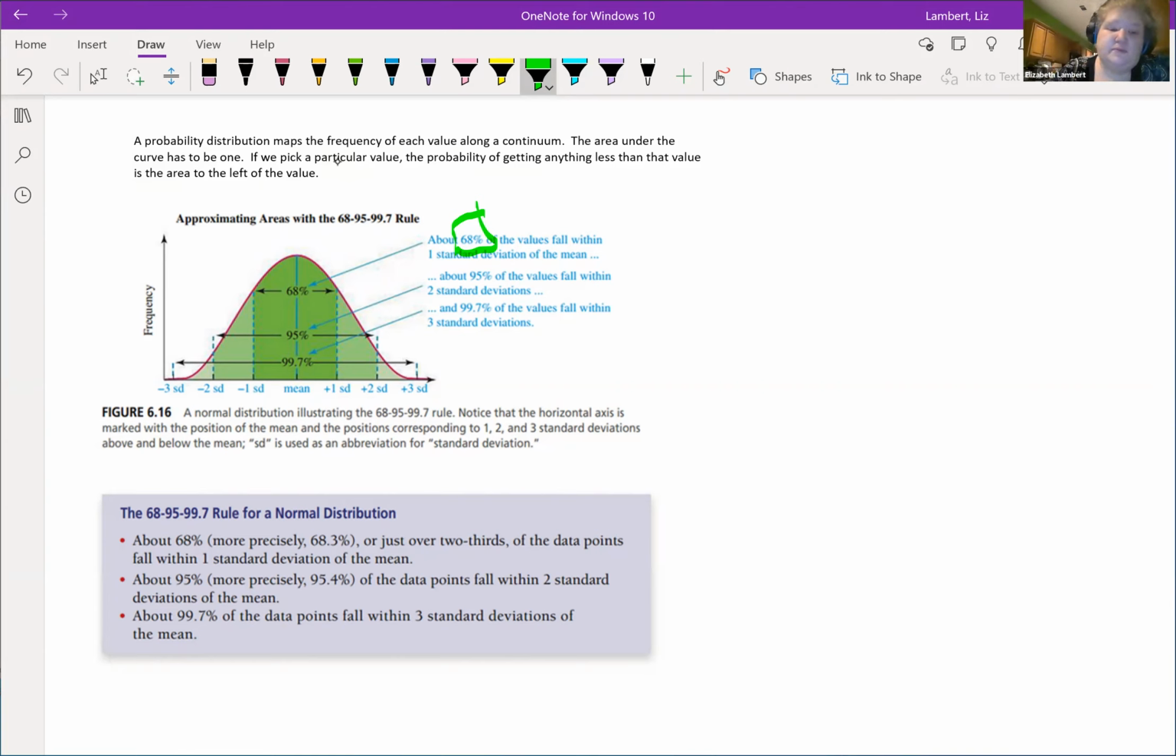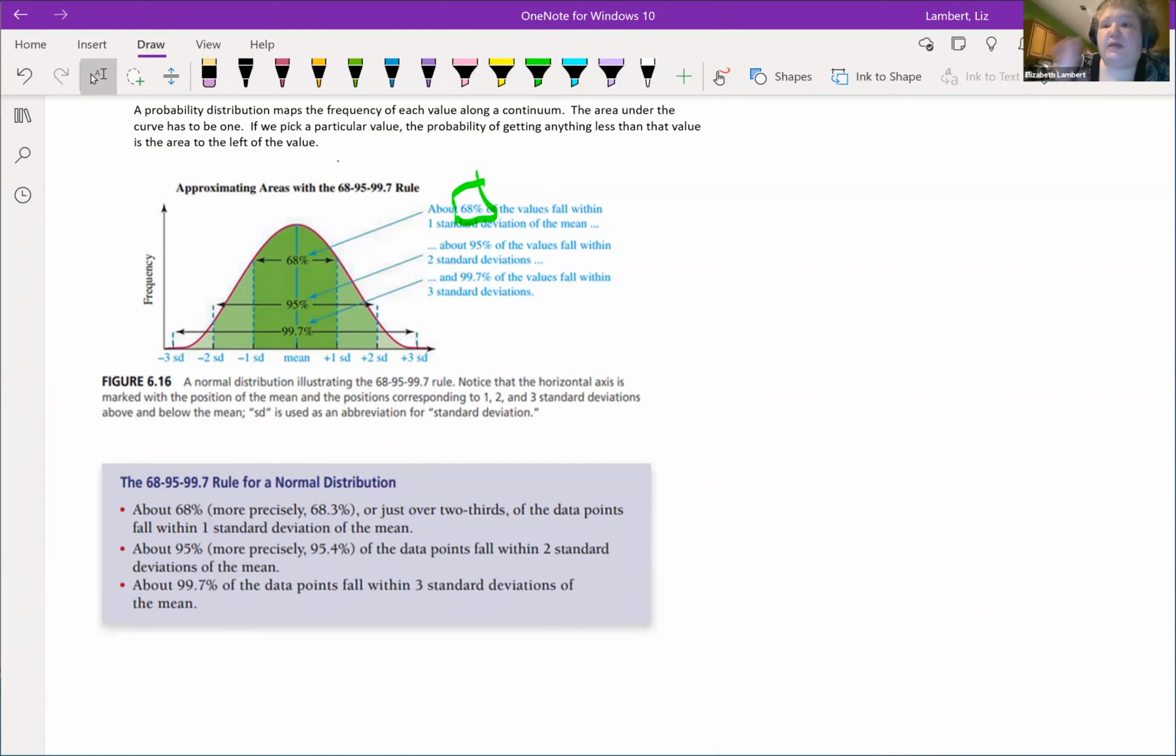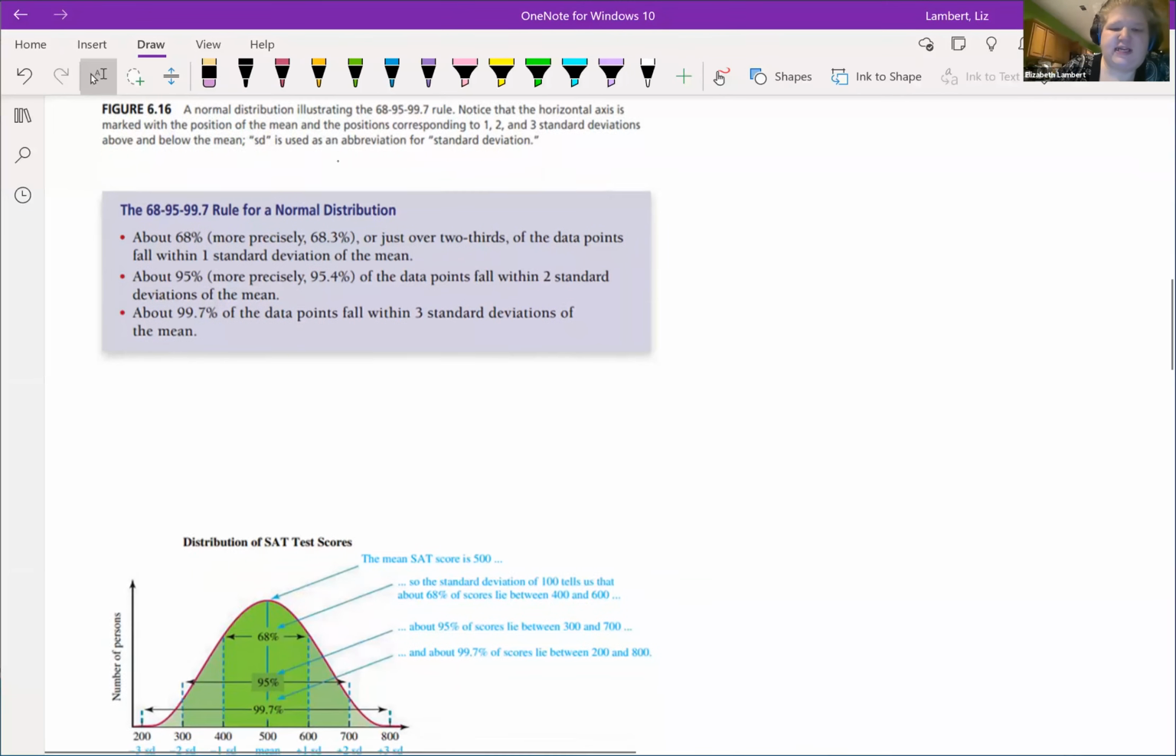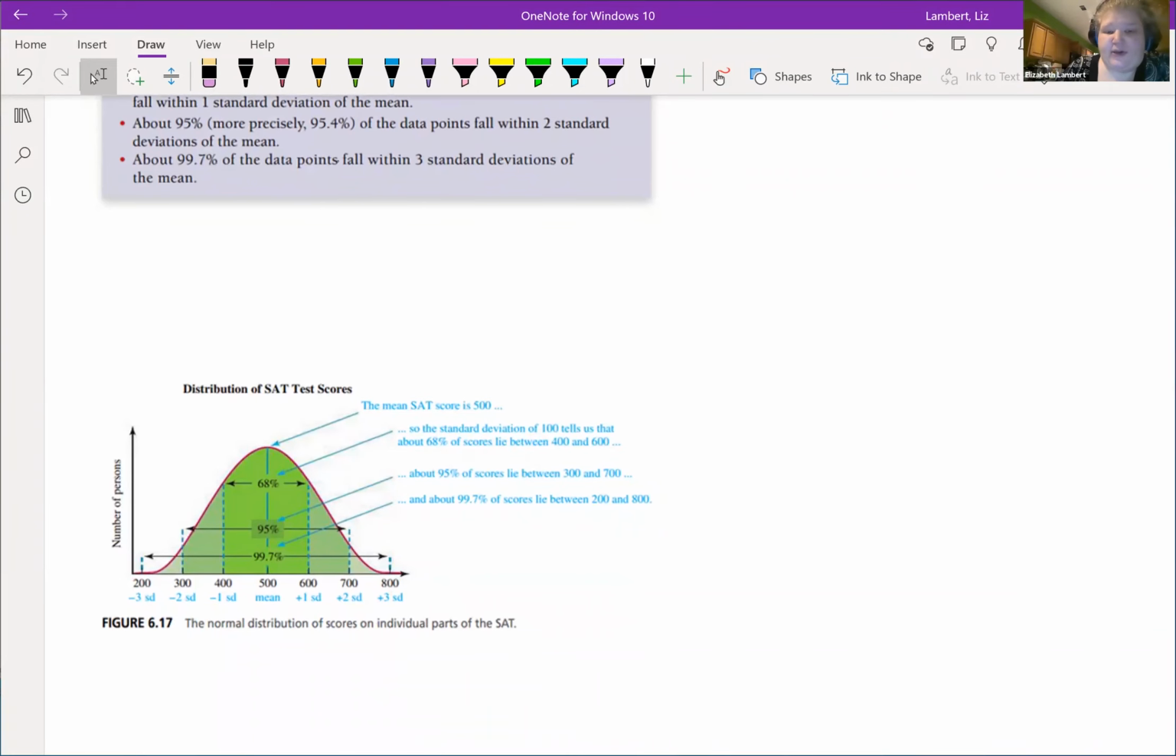All right. So down here we have the more precise numbers, but 68, 95, and 99.7 is fine. We're going to use this to estimate some probabilities for certain curves, like normal curves, where we're told the mean and standard deviation. We can use that in conjunction with this idea. Check it out here.